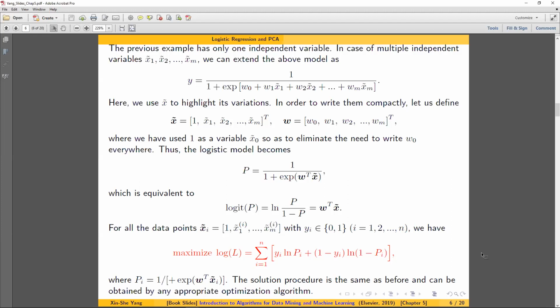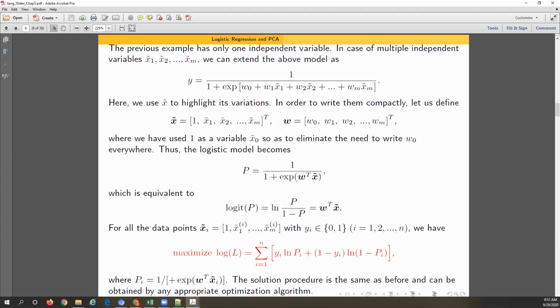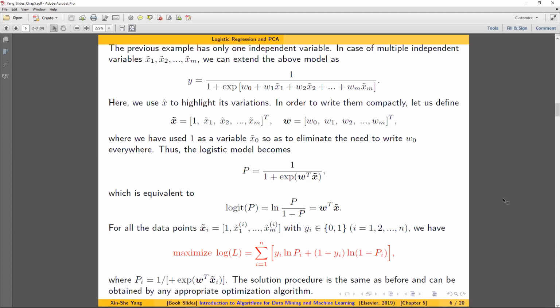Okay, now once we have maximized this log likelihood with this certain summation of certain variables, and pi is in this form, then we could leverage what we just know, use any solution procedure that we have to solve this optimization problem. Okay, that's multiple independent variable logistic regression.